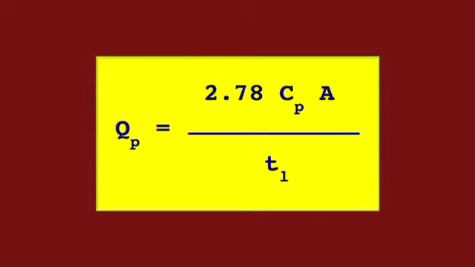In SI units, the Snyder peak flow formula is in which Q sub P is the peak flow for 1 centimeter of runoff in cubic meters per second. A is the catchment area in square kilometers, and T sub L is the lag in hours.